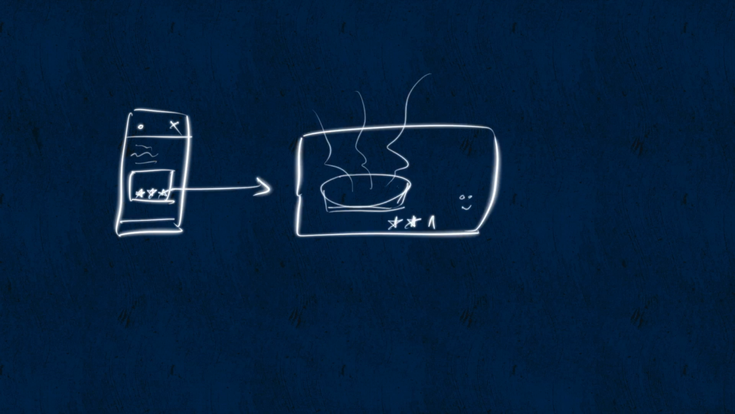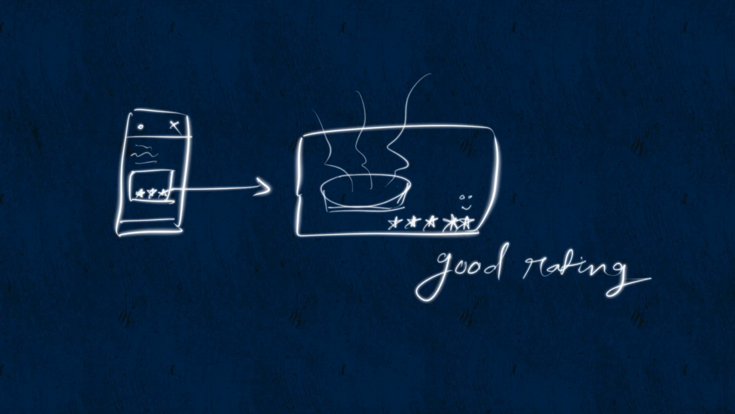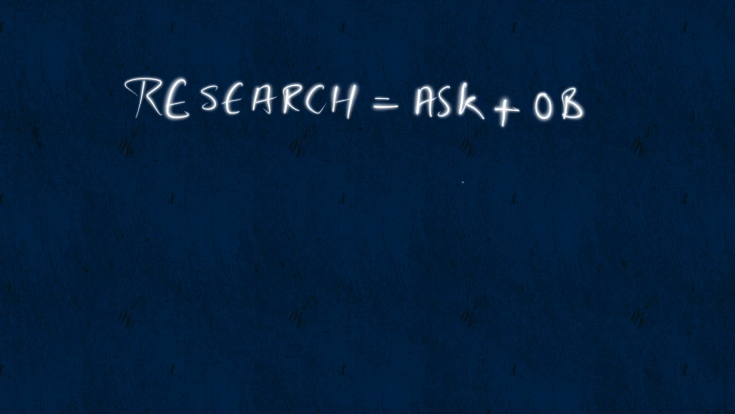UX is also about how people feel. Like when you order food online, you see photos, you read reviews, you feel more confident, and that's what makes the experience better. But how do we know what users feel? We don't guess, we ask, we observe, we research, because what we think is not always what users feel.